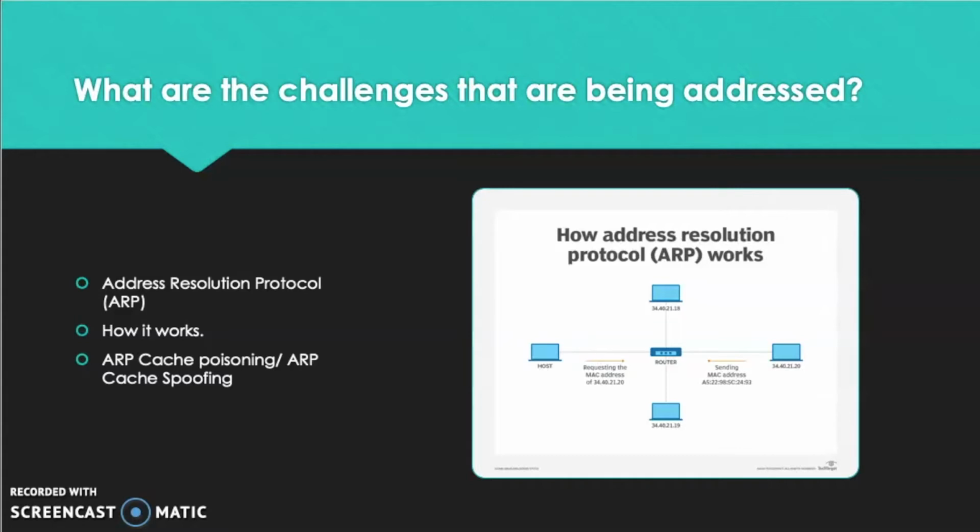So, how does it work? Each host and router has an ARP table that contains a mapping of IP addresses to MAC addresses. Every time a host requests a MAC address, it checks its ARP cache to see if the mapping to the destination already exists. So what happens if there is no mapping?